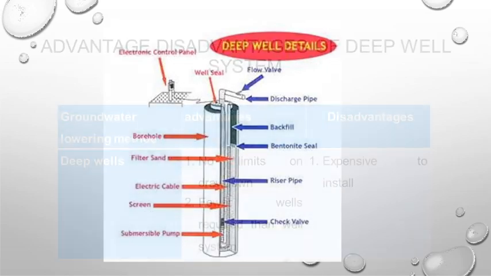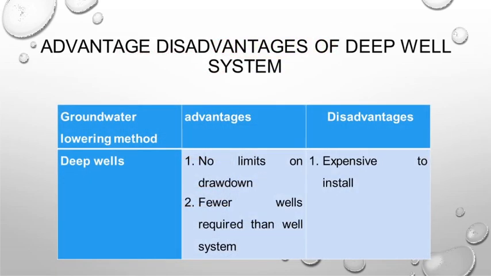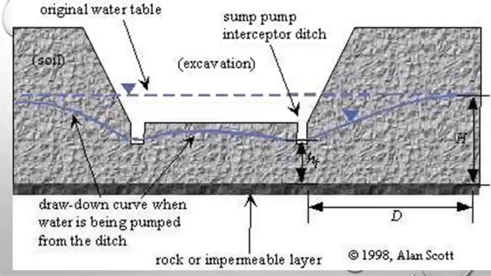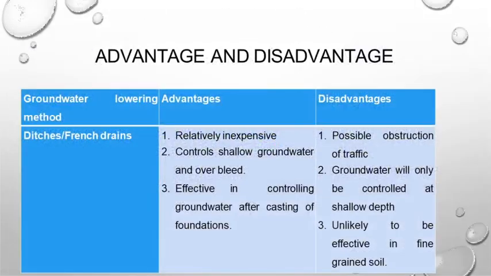Okay, so deep well. What are the advantages of the deep well system? Low limits on drawdown, fewer wells required than the well system, but expensive to install. Then ditches and trenches, these are used for removing water. These are relatively inexpensive, control shallow groundwater and overbleed. And what are the disadvantages? Possible obstruction of traffic, and groundwater will only be controlled at shallow depth.